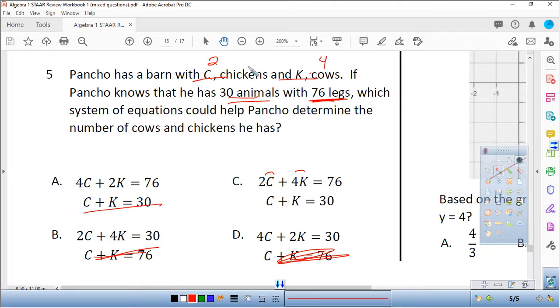Actually, that's kind of bad because they could have gone with C either way. Come on, cows, chickens. They could have put goats, maybe goats. Yeah, goats. All right. Either way, correct answer here.